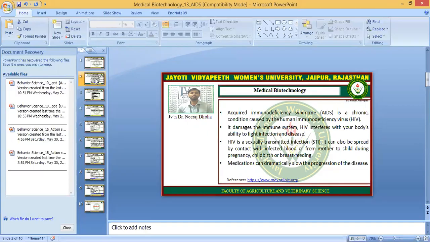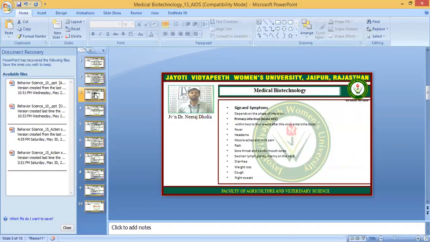The medications dramatically slow down the progression of the disease, but cannot completely recover the patient or heal the disease. Signs and symptoms include the phase of the infection. The phase of the infection defines the signs and symptoms of the disease.